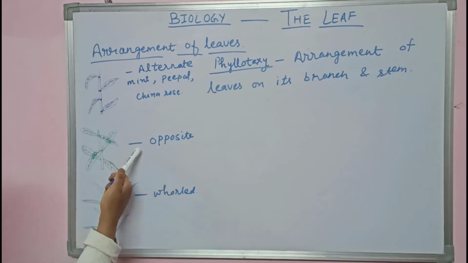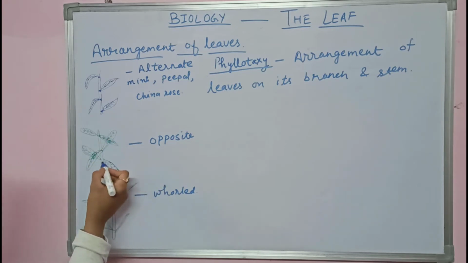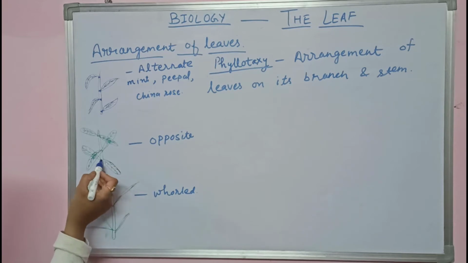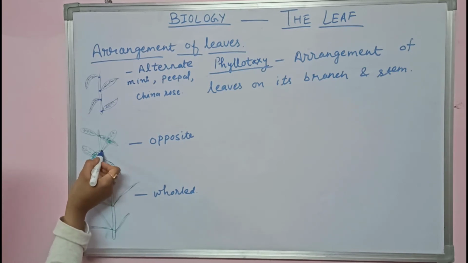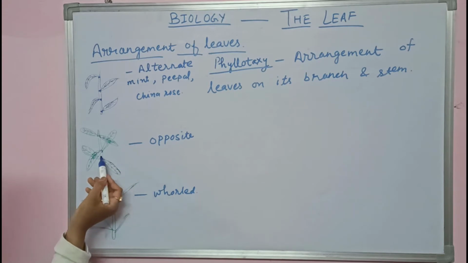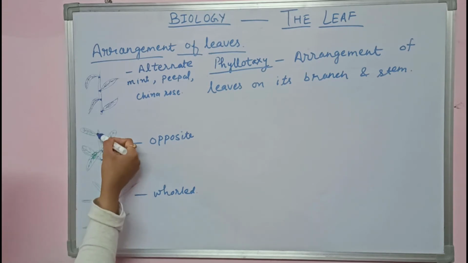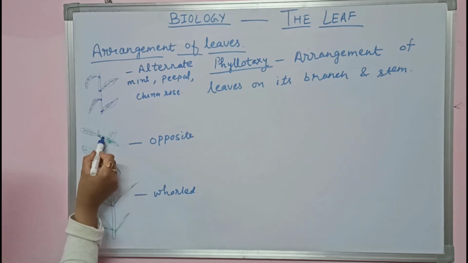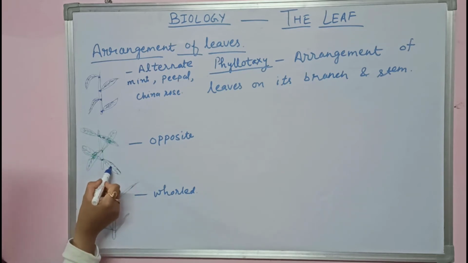Now next one is opposite. In opposite, what happens? Each node has two leaves but in opposite directions. Here is one node, the leaves are in opposite direction. There is a successive second node where the leaves are in opposite direction, and then again in the third node these leaves are continuously in this arrangement.